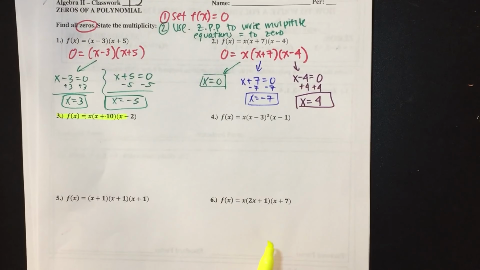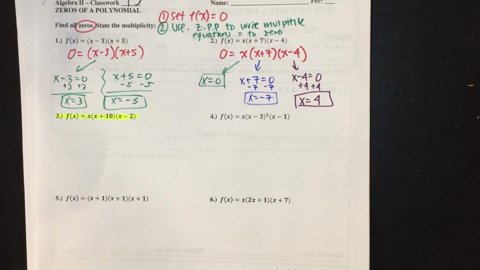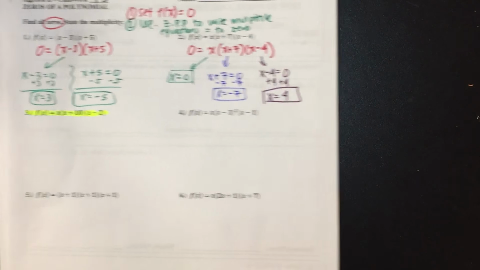You guys try number 3. Try number 3. And check your answers at the bottom. Give me a thumbs up when you got it. Cool. Any questions? You got it? Cool. All right, let's do number 4.